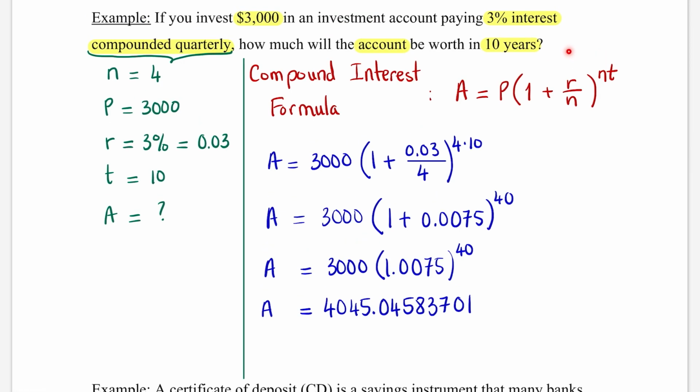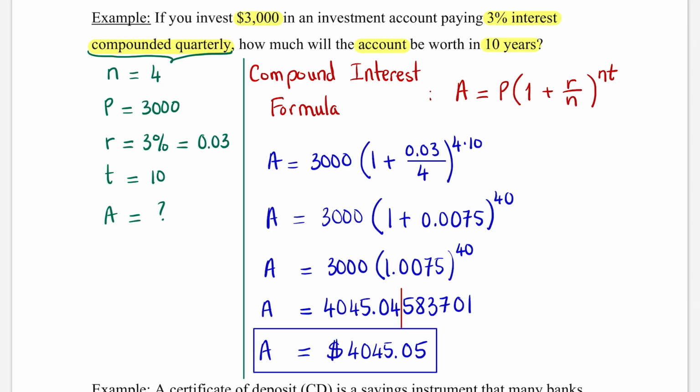The question does not give me any rounding instruction. However, I'm working in the amount of dollars, so I'm going to round it to 2 decimal places. This digit is 5, so I'm going to round up to 4,045.05. A is $4,045.05. This is how much I have in the account after 10 years.